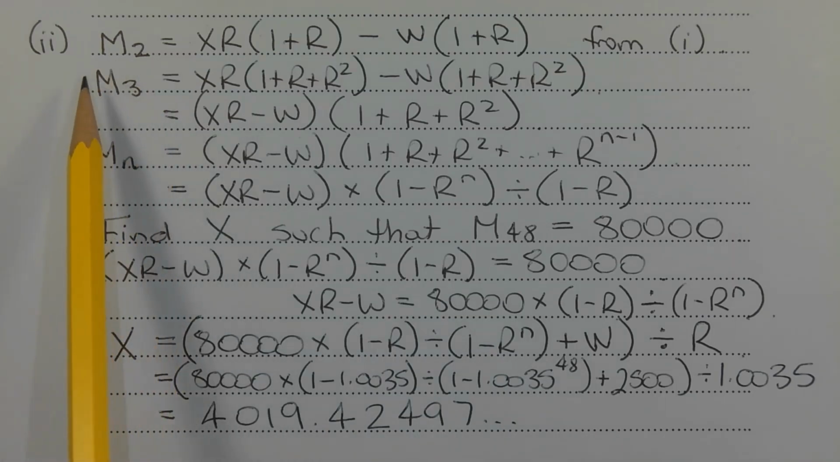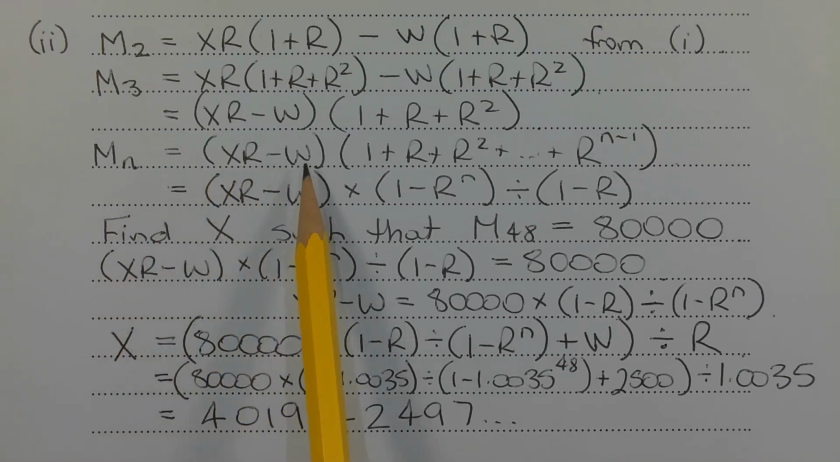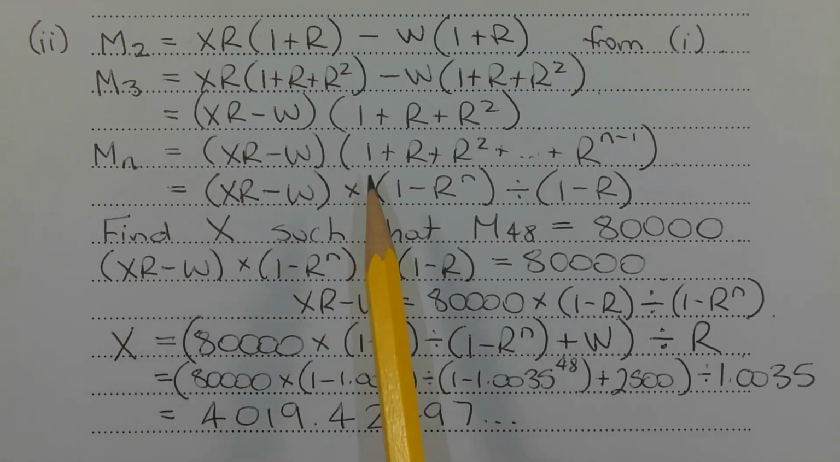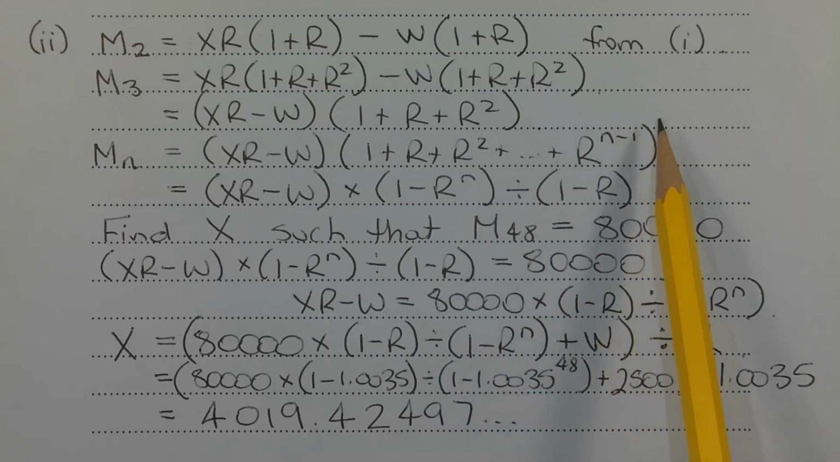So M3 is equal to (XR minus W) times (1 + R)^2. So generalizing from this, we can come up with an expression for Mn, which is the amount in the account at the end of the nth month. So we have Mn is equal to (XR minus W) times (1 + R + R^2 + ... + R^(n-1)).